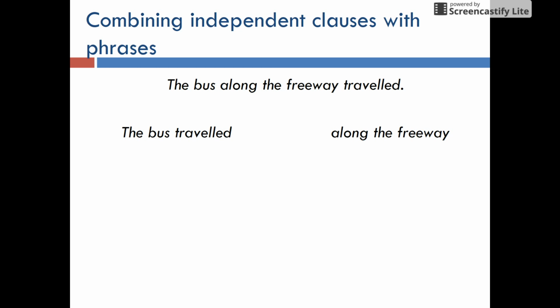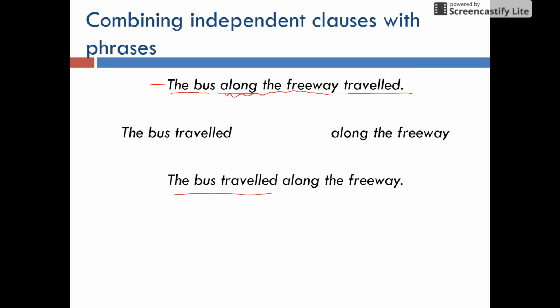So in our original sentence up here, we have our main clause, the fact that the bus travelled, and again, it's been interrupted by the extra information, by this phrase. So we need to resequence our words so that our main clause isn't interrupted. The bus travelled along the freeway. The main piece of information followed by the extra piece of information.